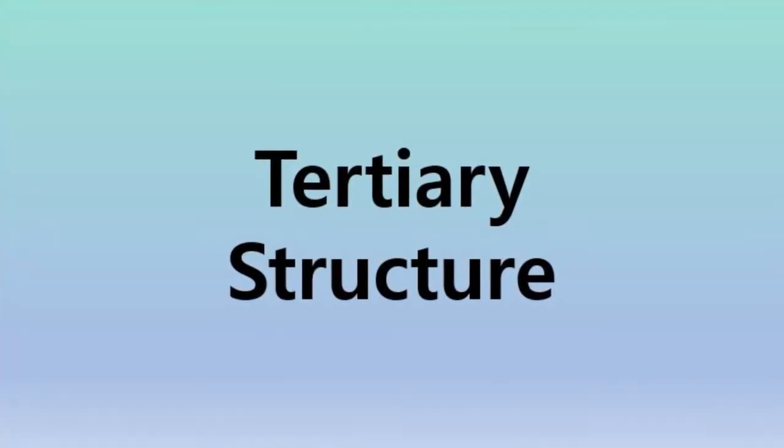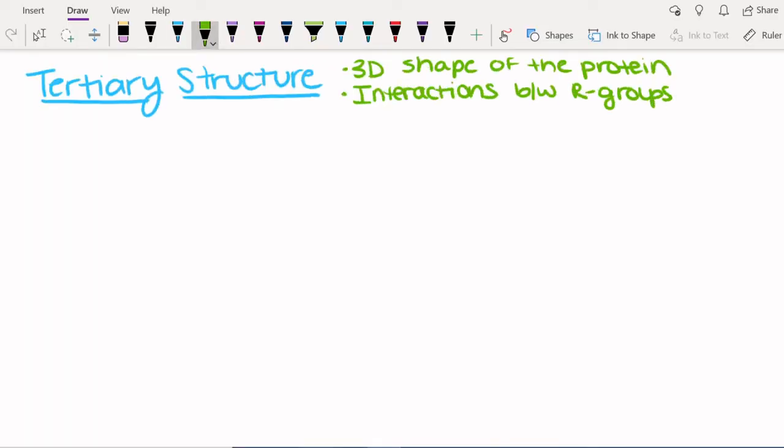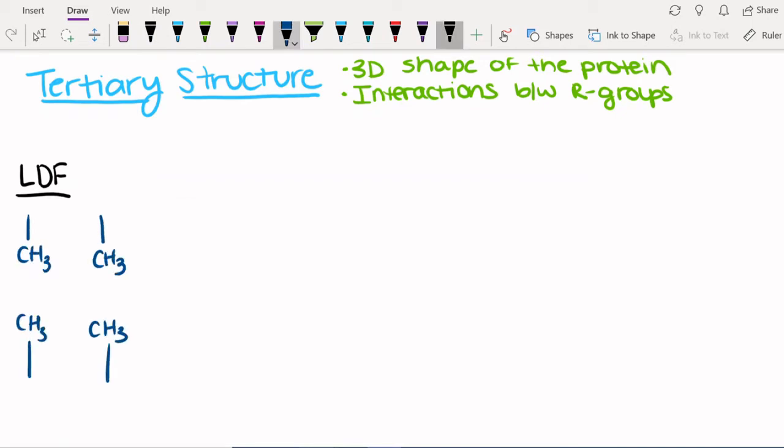Tertiary structure, or the protein's overall 3D shape, is formed by interactions between 2 R groups. There are many different interactions that can occur between R groups. First, London dispersion forces or van der Waals forces can occur between any 2 R groups. These are very weak interactions formed when a momentary shift in electrons creates a temporary dipole moment.